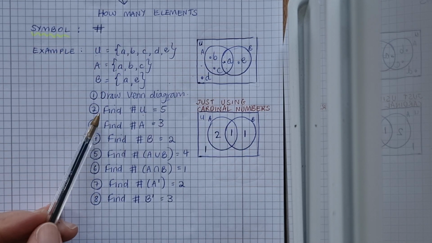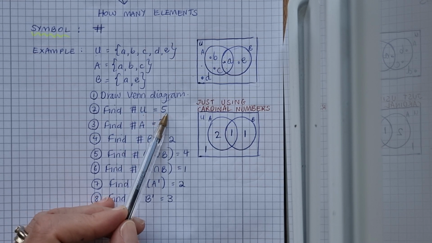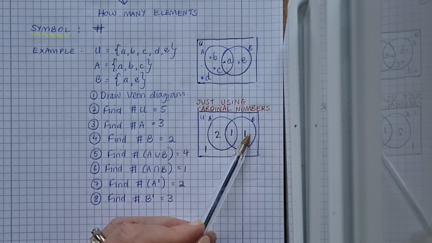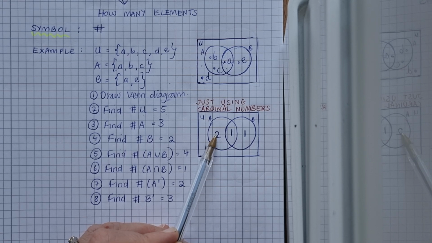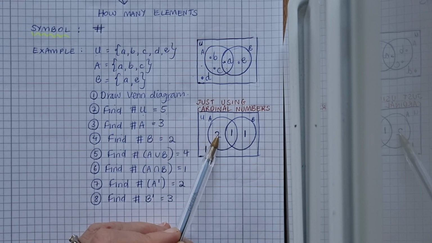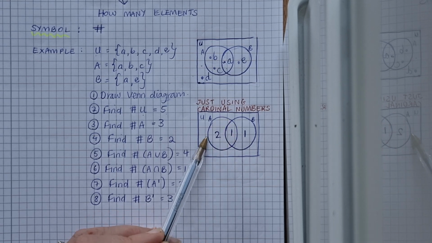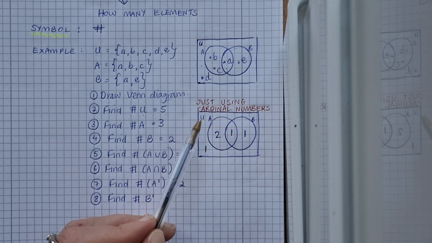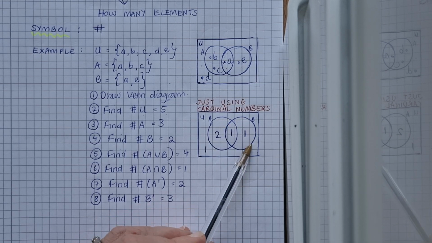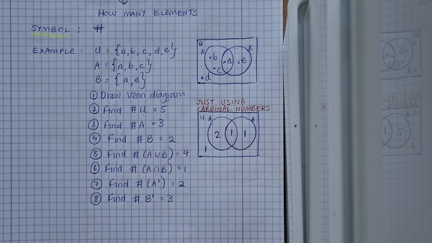So for example, we said that the cardinal number of U was 5. If you look at the full universal set, 1 and 1 and 1 and 2 adds up to make that total of 5. The cardinal number of A is 3. If I add up my 2 and my 1 inside in the A set, I get that total. The cardinal number of B is 2. If I add up the cardinal numbers inside in the B circle, I get that total of 2.